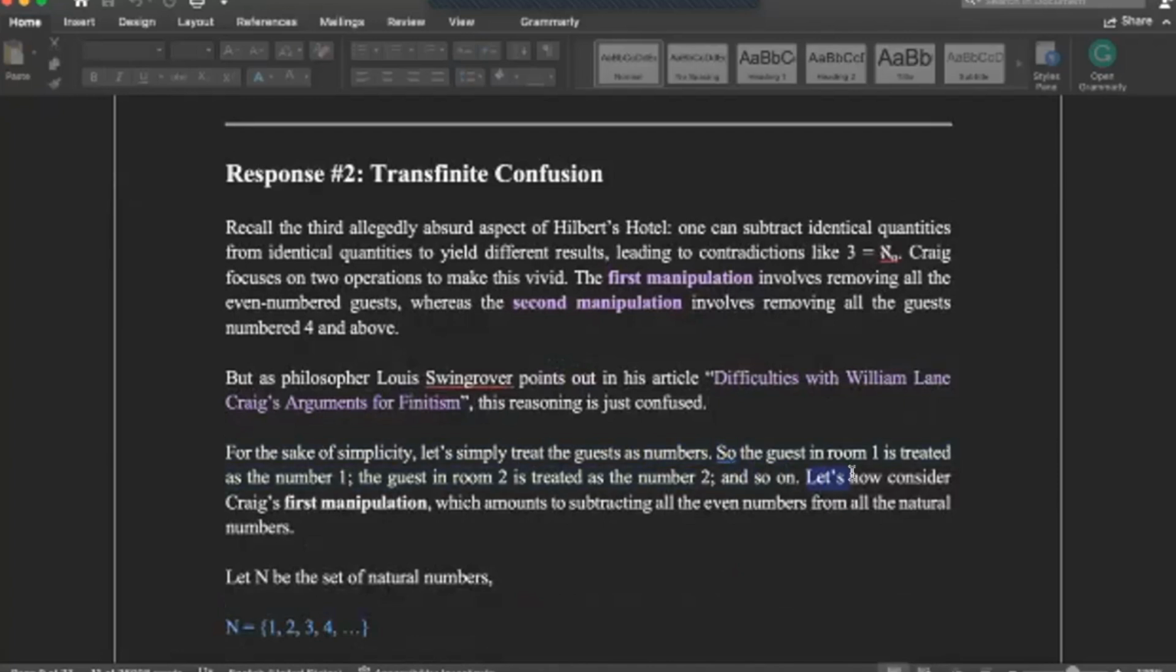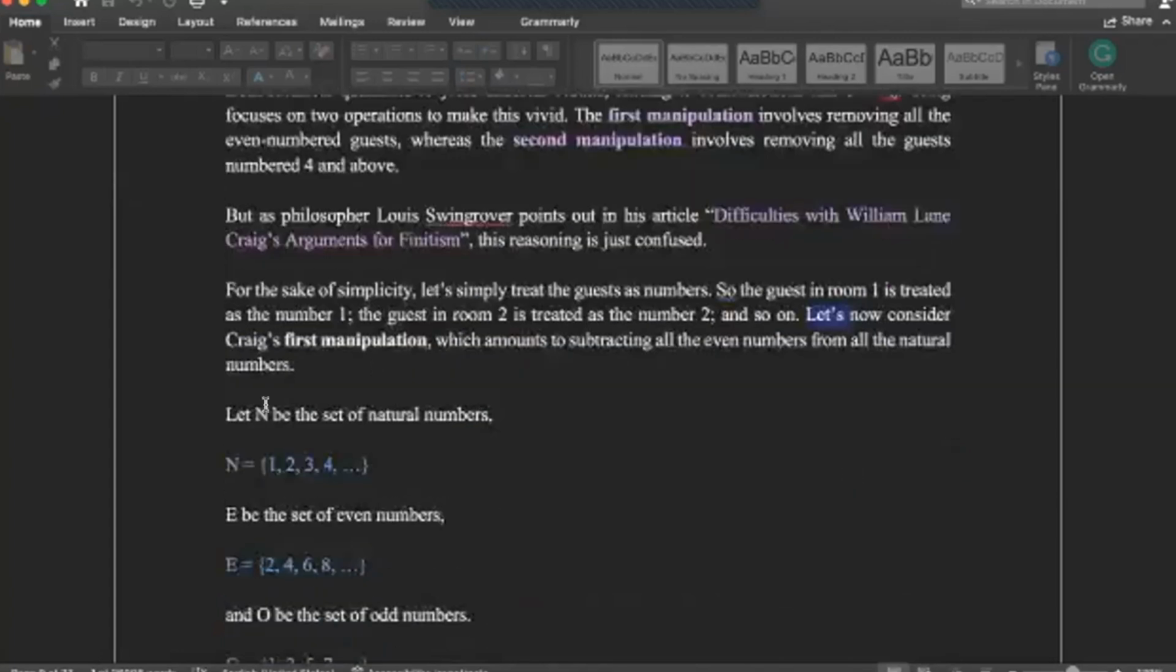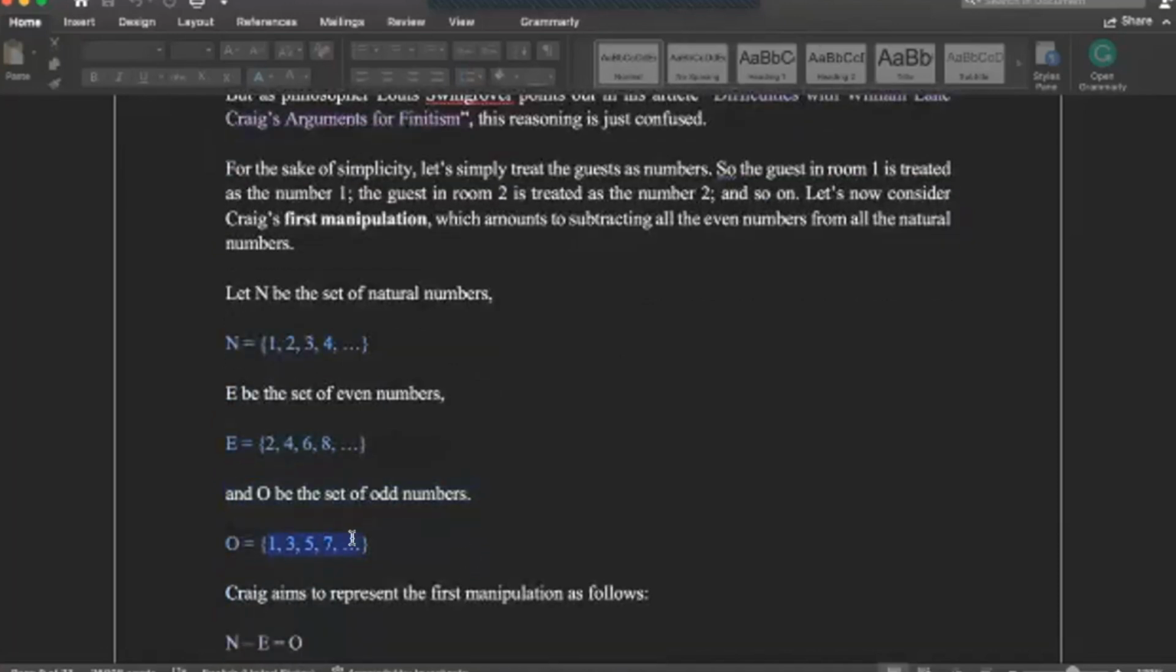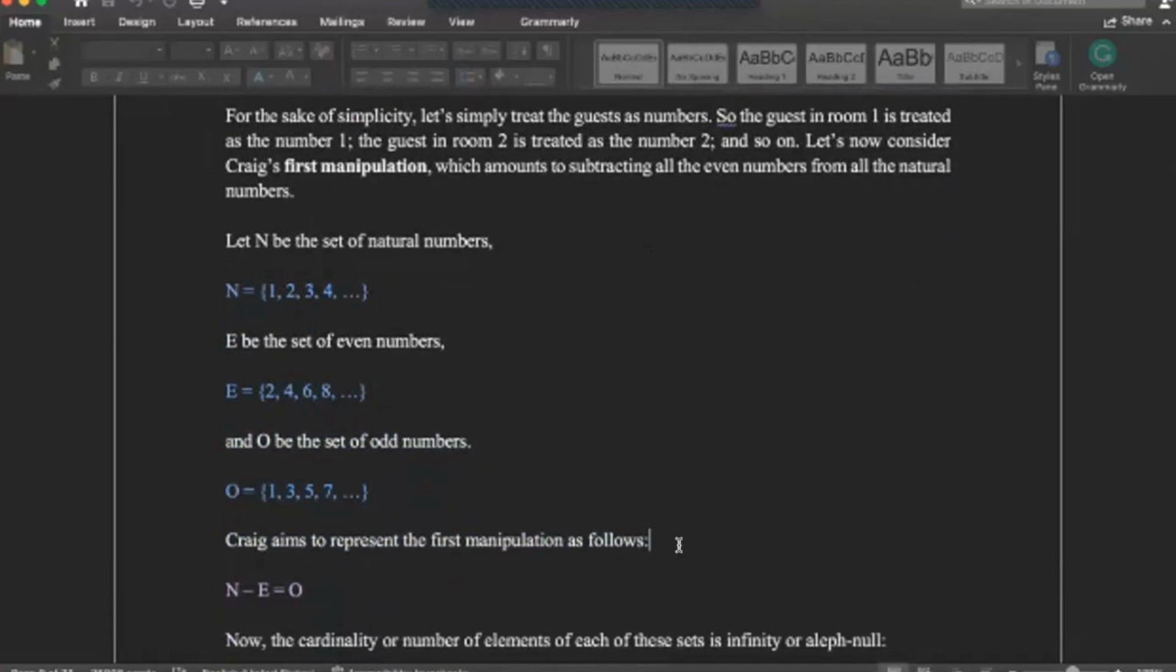Let's now consider Craig's first manipulation, which amounts to subtracting all the even numbers from all the natural numbers. So we're going to let N be the set of natural numbers, so N is equal to 1, 2, 3, 4, and so on. We're going to let E be the set of even numbers, so the set of 2, 4, 6, 8, 10, 12, and so on. And we're going to let O be the set of odd numbers, so O is 1, 3, 5, 7, 9, 11, and so on. Craig aims to represent the first manipulation as follows. So we're removing all the even-numbered guests from all the natural-numbered guests. And so he's representing this manipulation as follows. N minus E, and that's minus in the sense of subtraction, N minus E equals O.